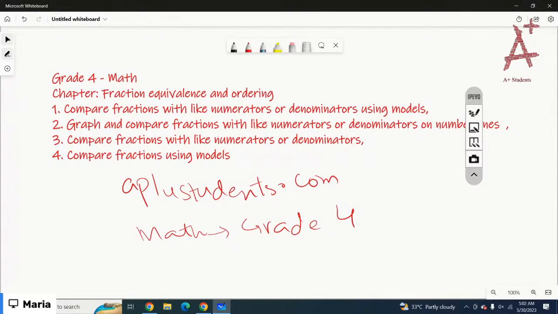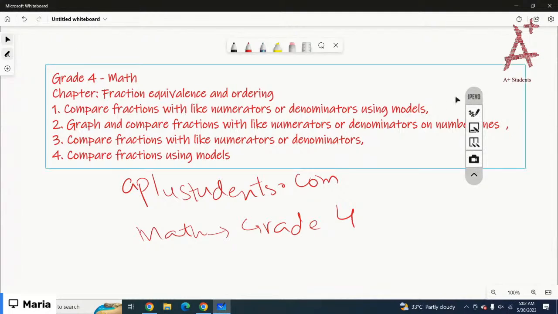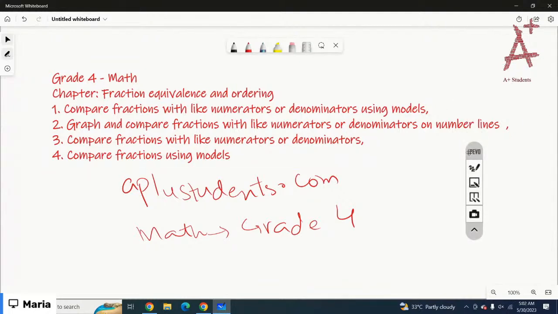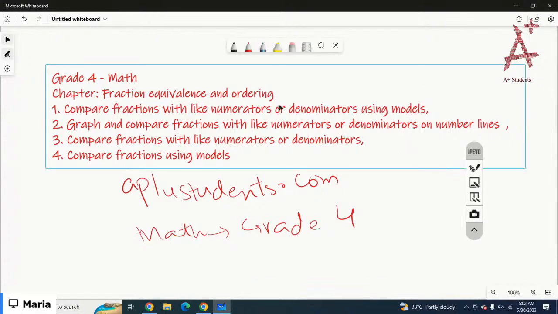We're going to start with fraction equivalence and ordering. The lessons we're going to cover are: compare fractions with like numerators or denominators using models; graph and compare fractions with like numerators or denominators on number lines; compare fractions with like numerators or denominators; and compare fractions using models. Let's just start with the first lesson.